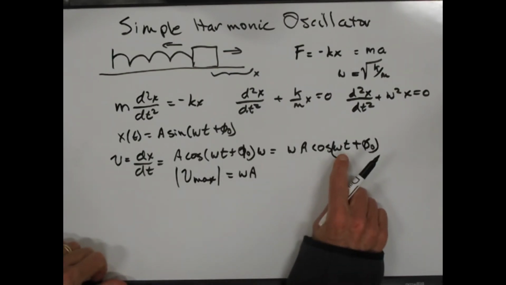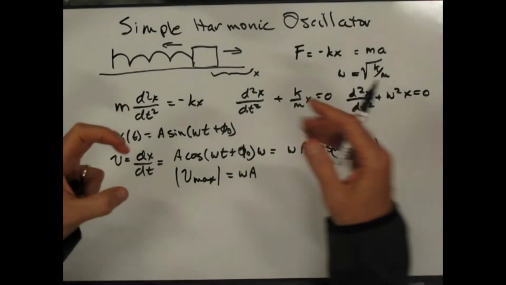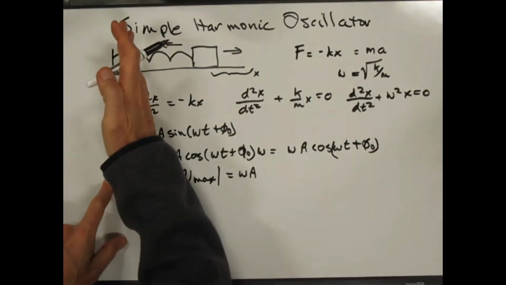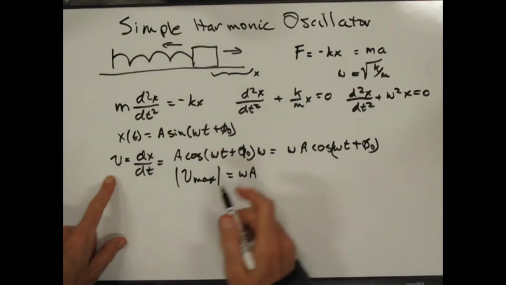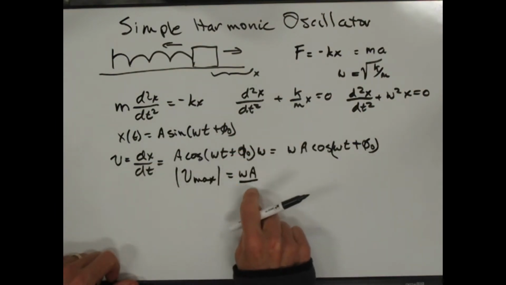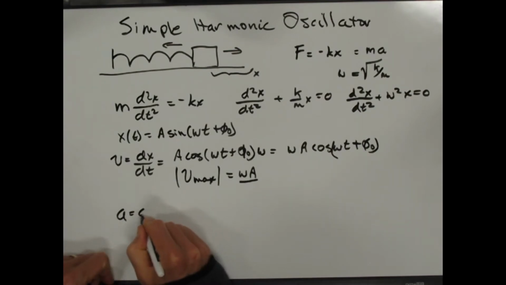And of course, when cosine is 0, the velocity is 0, and that's going to be at the two extremes, right? When it comes all the way out as far as it can, its velocity will be 0. When it goes all the way in as far as it can, its velocity will be 0. When it's right in the middle, that's when your velocity will be this. It'll be either plus or minus depending on which way it's going, but its magnitude will be that, right? Now that I have that, I can also calculate the acceleration, which varies with time.